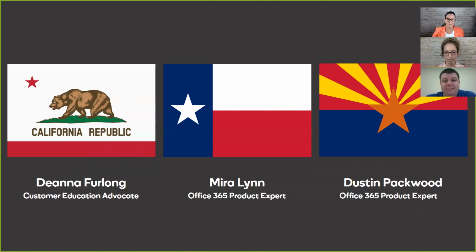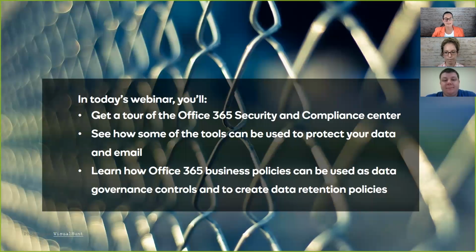Let's take a look really quick at the objectives we're going to discuss today. We're going to take an in-depth look at the Security and Compliance Center. I'm going to have my pros dig into the tools inside that panel and how you can use them to provide security and privacy on your side. They're very simple to use, as you'll see. We'll also talk about what are called Office 365 business policies and how they are used to create data governance controls. And another really simple tool that's really powerful.